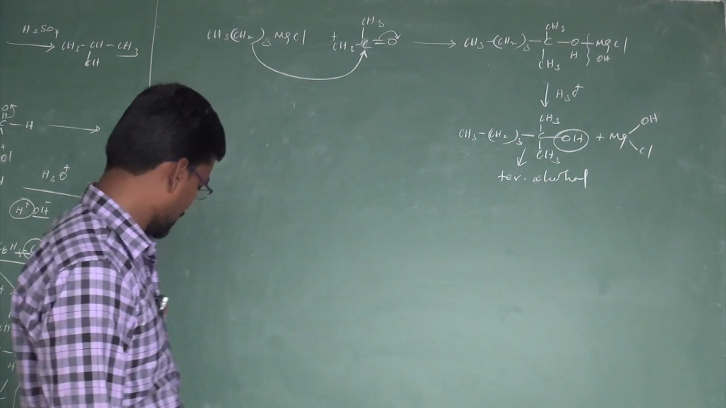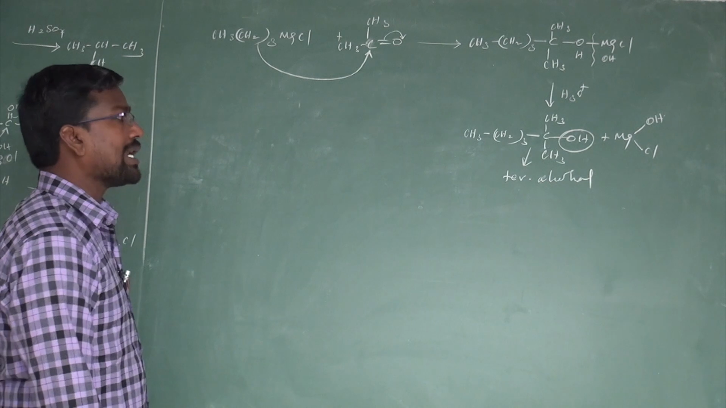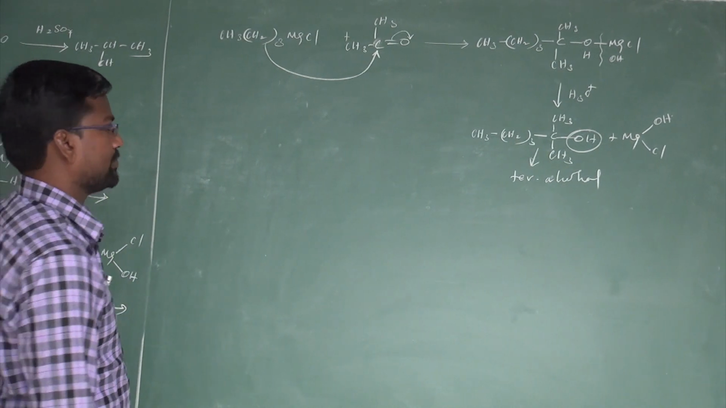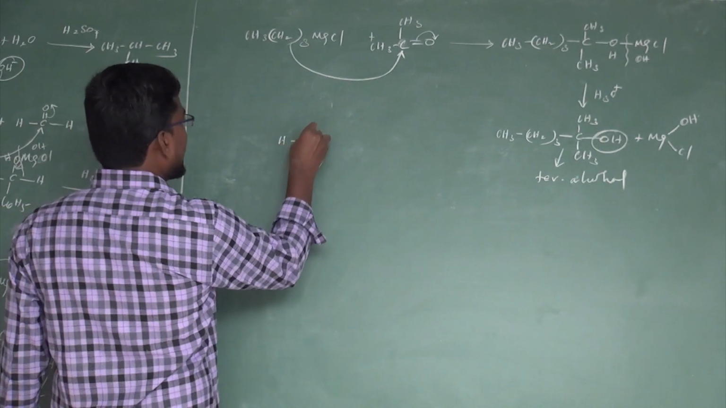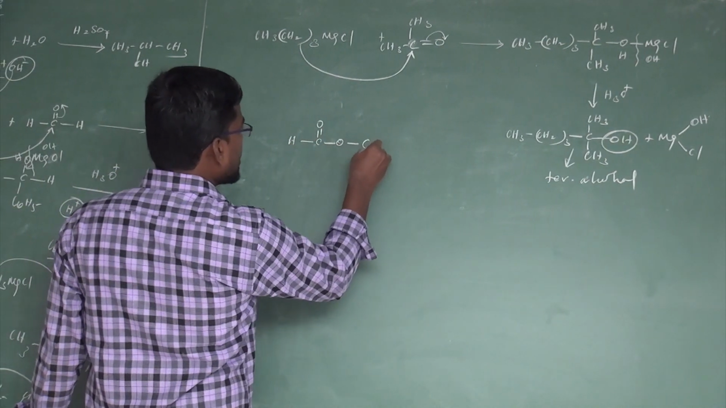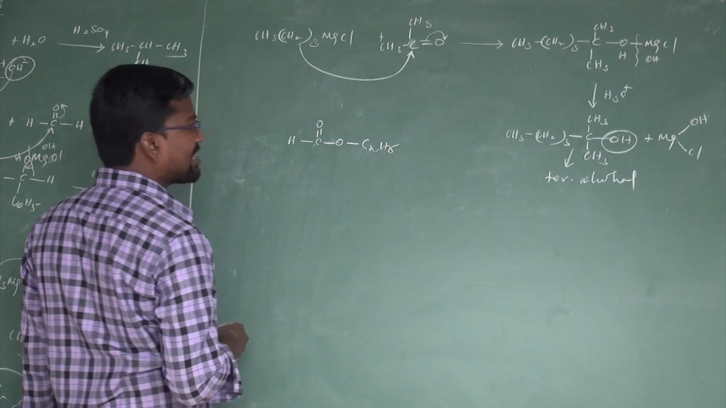The next one, the alcohol compound can be prepared from the ester. Ester, H bond C double bond O, O, C2H5, ethyl formate ester.